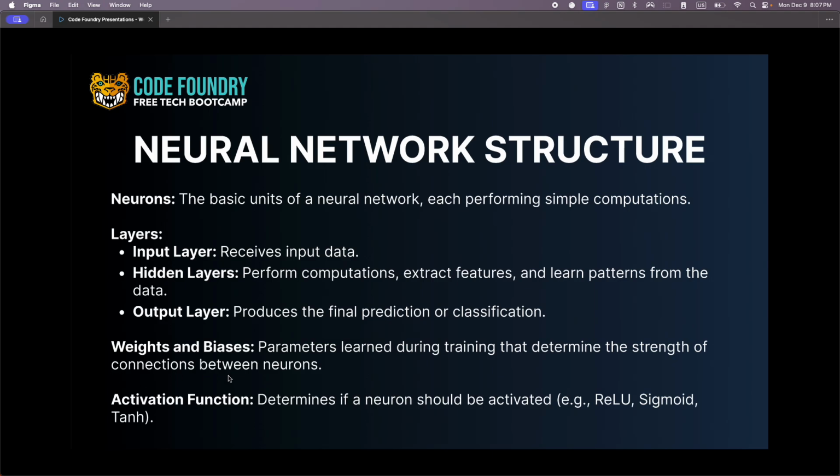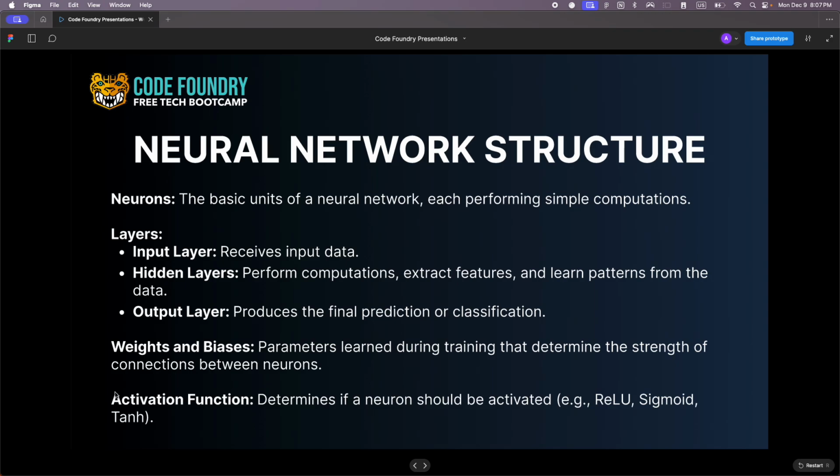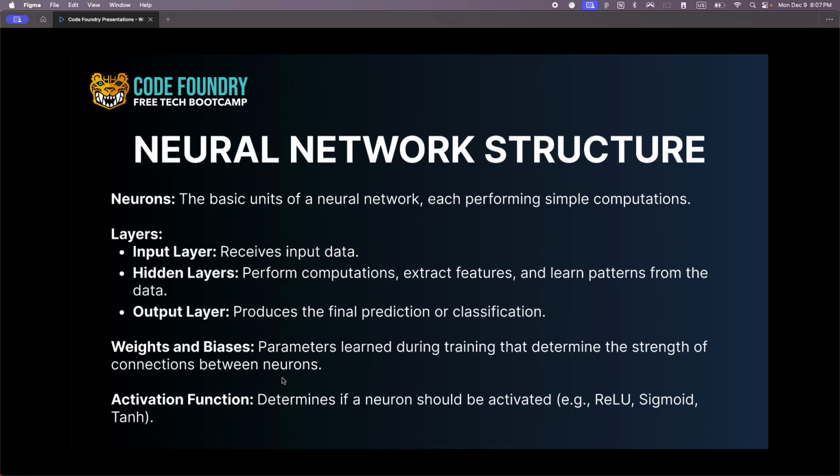We have weights and biases, which are the parameters used to determine the strength of the connection between our neurons. And then we have our activation functions, which determine whether a neuron should be activated next. And these functions follow different formats, which we're not going to get into. These are different mathematical models for our activation, essentially.